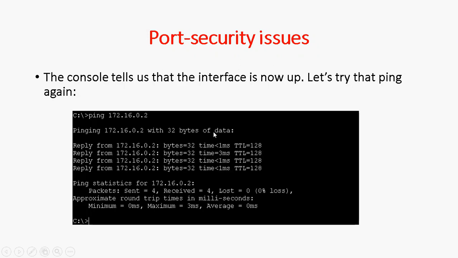So now I am trying to ping from PC1 to PC2. I am able to ping. Here we can say I am getting a reply from PC1 to PC2. So this is another interface issue.